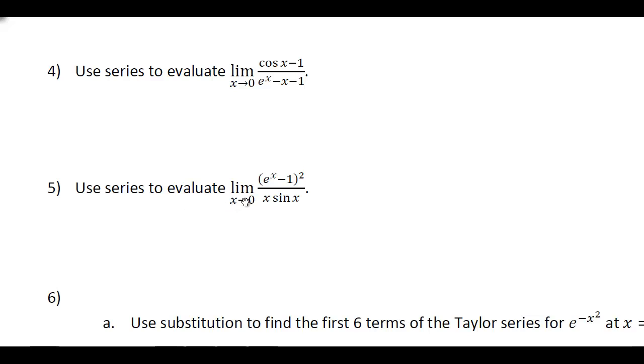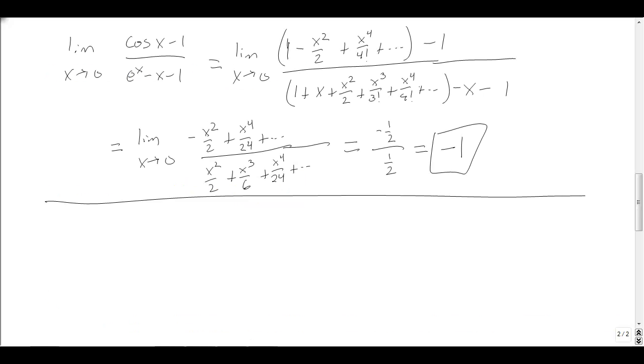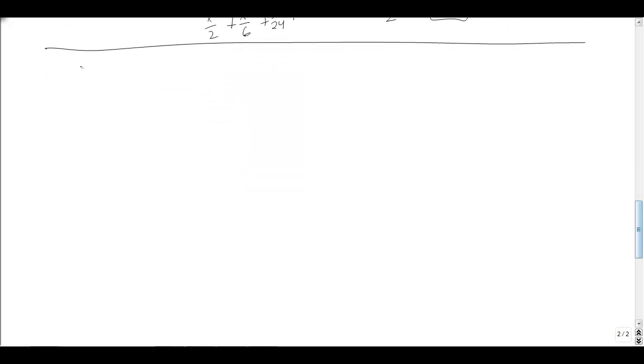Number 5, use series to evaluate the limit as x goes to 0 of e to the x minus 1 squared over x times sine x. So we've got the limit as x goes to 0 of e to the x minus 1 squared over x times sine x. And I'm going to use the same approach here. This one, because I have that square, is probably going to be a little more difficult.